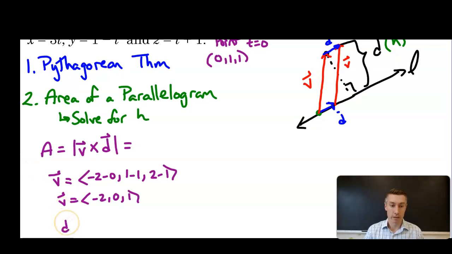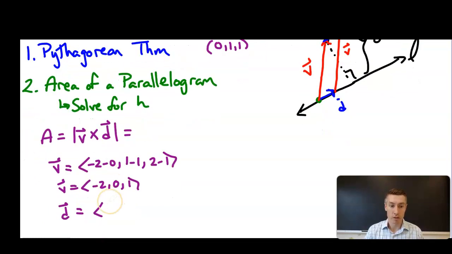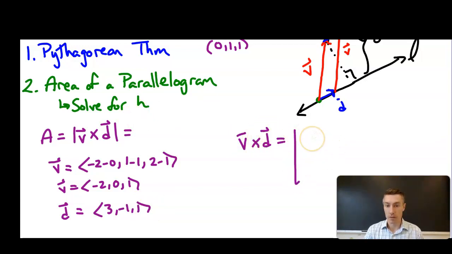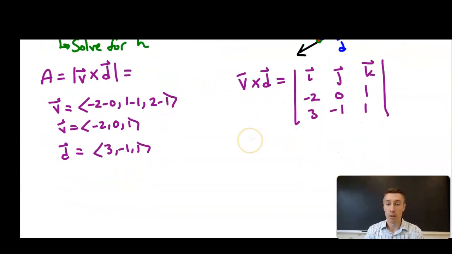The direction vector is the coefficients of t in the equation of the line. So 3, negative 1, 1. Now we have a cross product to complete. So v crossed with d: i, j, k, negative 2, 0, 1, 3, negative 1, 1. Another good opportunity to pause the video and practice computing a cross product, and then play the video when you're done.